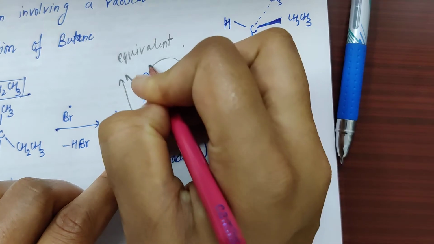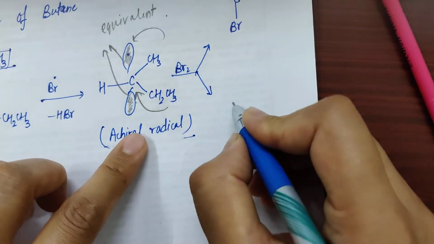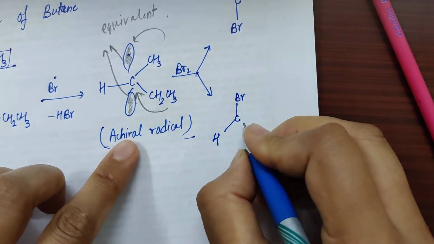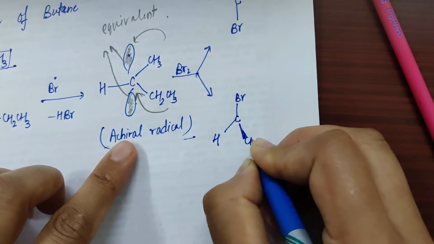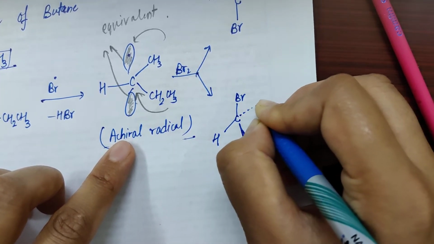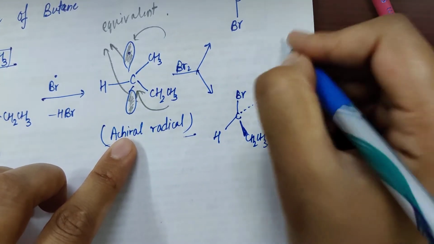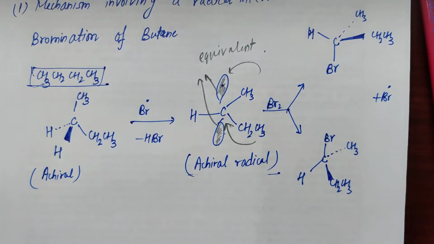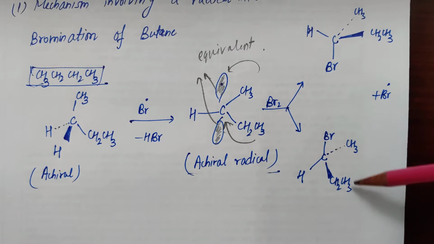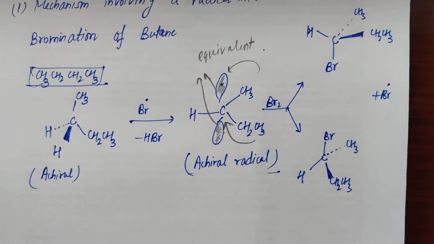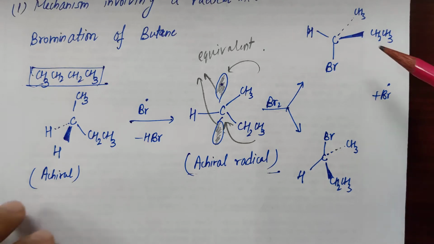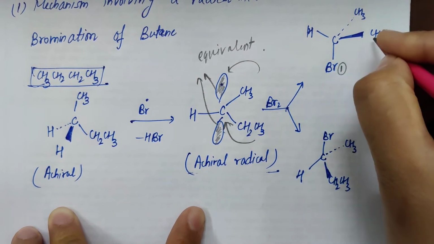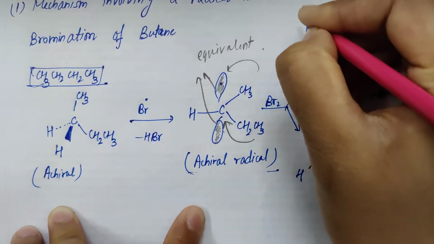If the attack happens from that side, the product will be formed as your Br will come in the same plane, hydrogen, your CH2, CH3 will be toward the viewer, and your methyl group will be away from the viewer, and a Br radical will be removed. Okay, so what do we have? We have two different enantiomers. Let's see the RS nomenclature here. If you have to assign the priority, Br will be the first priority, this will be second, this will be third, this will be fourth.